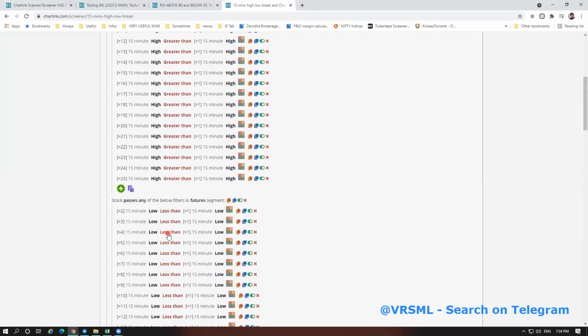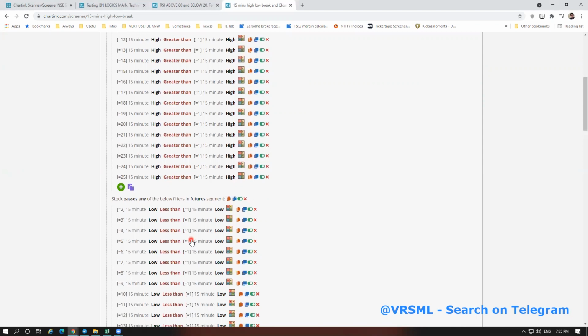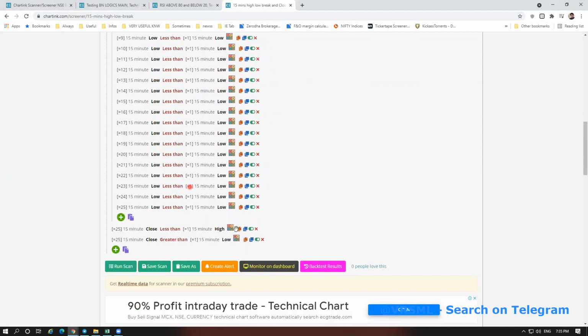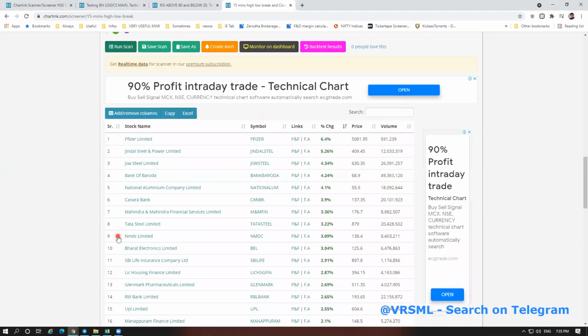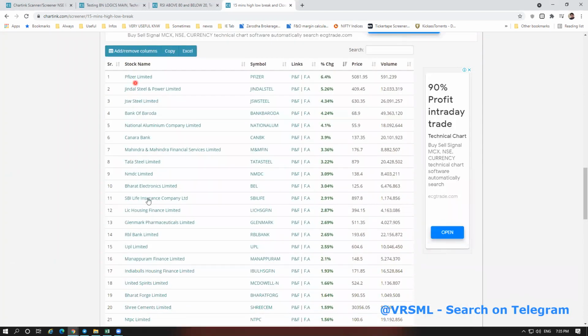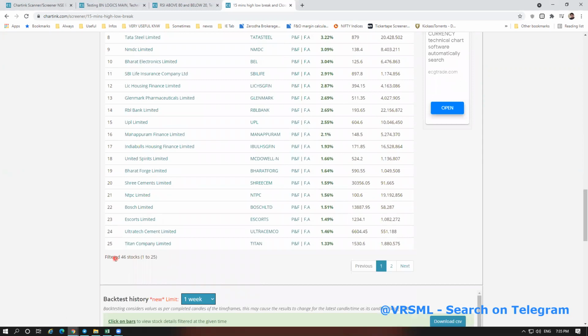So this is basically screeners 1 and 2: 15 minutes high break and 15 minutes low break. We are finding the stocks which had a high and low break yesterday, meaning today, so we'll take them for tomorrow, right? If I disable it and run the scan, I will find 46 stocks which had a 15 minutes high break and a 15 minutes low break.